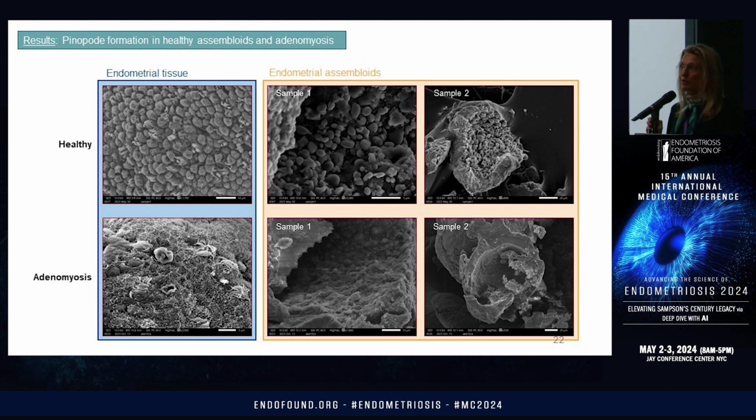So this is in tissue. And I told you I want to see if these assembloids developed in the research lab are really representative of the tissue. So we also studied these pinopodes, and in endometrial assembloids from healthy patients we can reproduce these pinopodes at the surface. But if we look at the assembloids from adenomyotic patients, look, there are no pinopodes either.